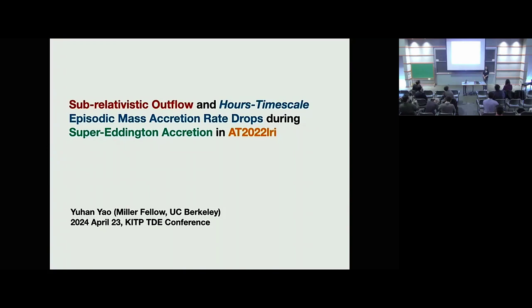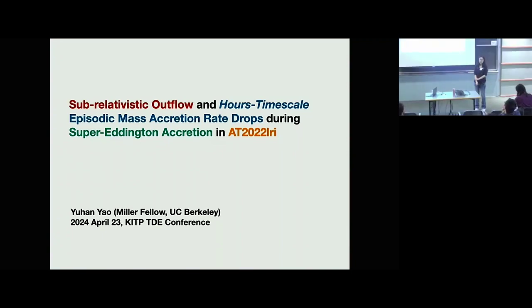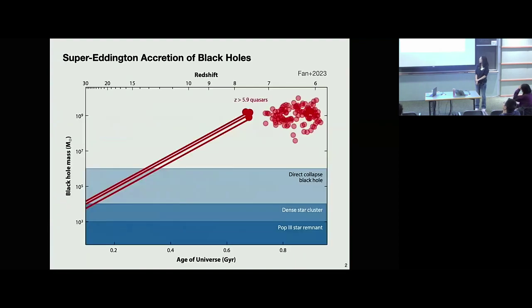Today I want to present a detailed study on the TDE called AT2022 LRI. My goal is to convey to you how we inferred the existence of subrelativistic outflows and very rapid, hour timescale mass accretion rate drops during the super-Eddington accretion of this source.